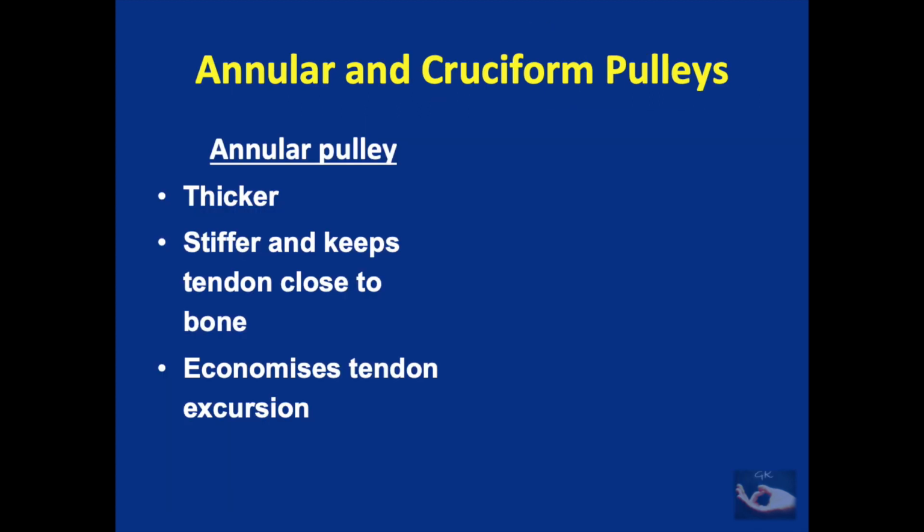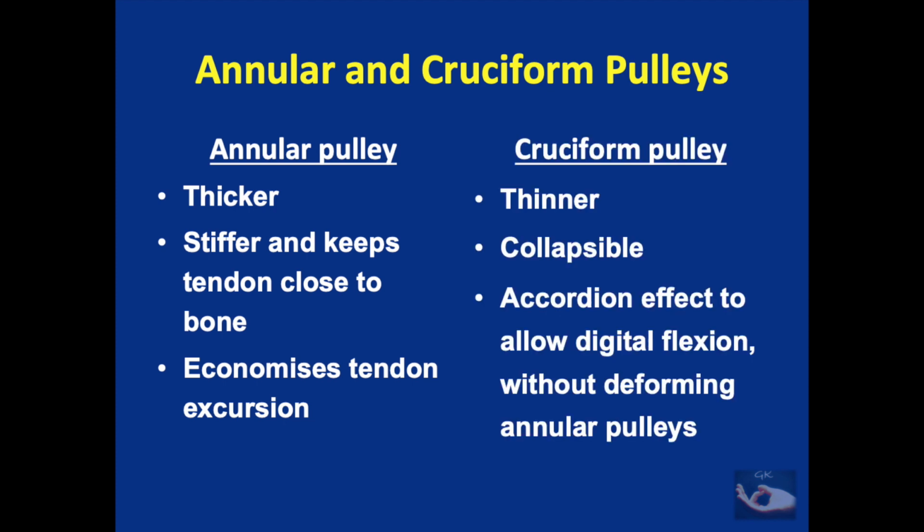The annular pulleys are thicker, they are stiffer and keep the tendon close to the bone, and they economize the tendon excursion, whereas the cruciform pulleys are thinner, collapsible, and they provide the accordion effect to allow the digital flexion without deforming the annular pulleys.